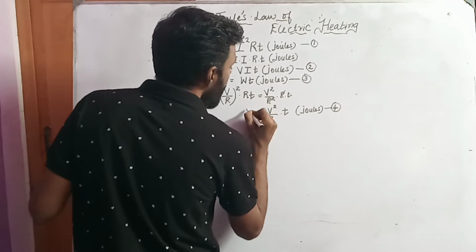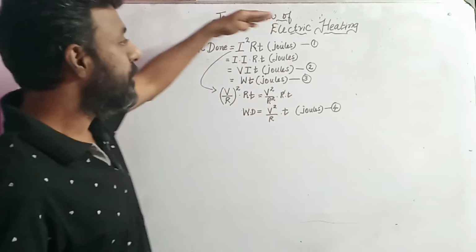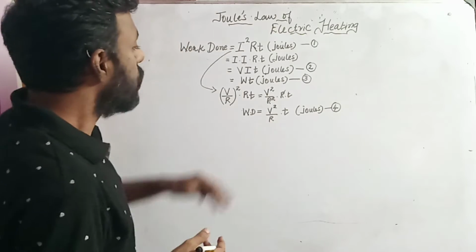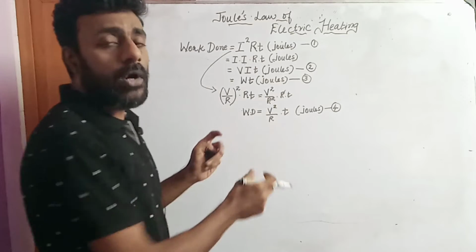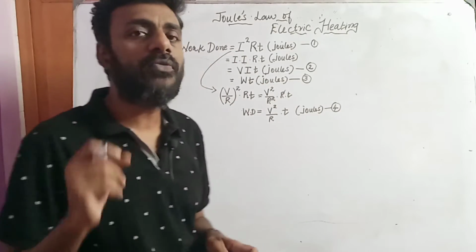So this is also work done. This work done has 4 different sets of equations. I have formed 4 different sets of equations. Everything represents the amount of work done in order to maintain the current flowing through that particular resistor in a time of t seconds.